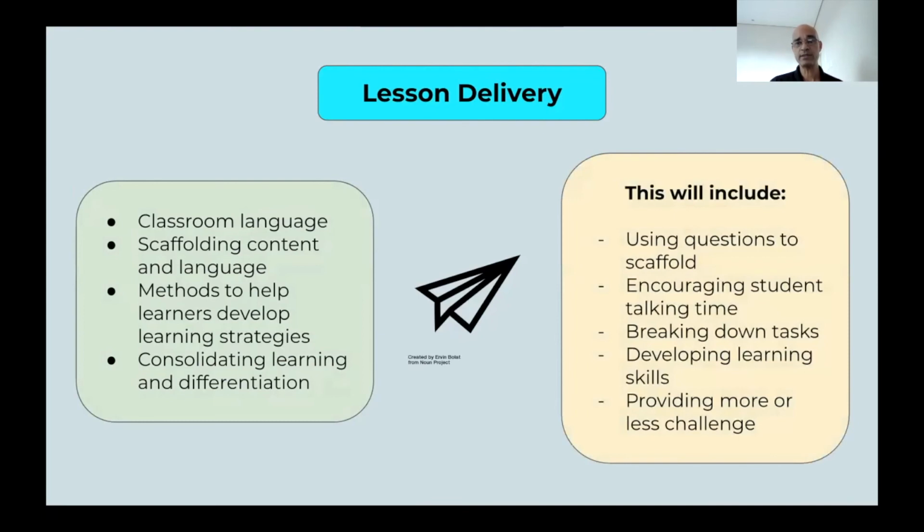So what types of questions can we see? How to use questions to scaffold knowledge, how to encourage student talking time and lower teacher talking time, breaking down tasks that relates to scaffolding, developing learning skills also relates to scaffolding and students being more independent also, learning strategies right there, and providing more challenge to students who feel bored or less challenge to students who feel overwhelmed.